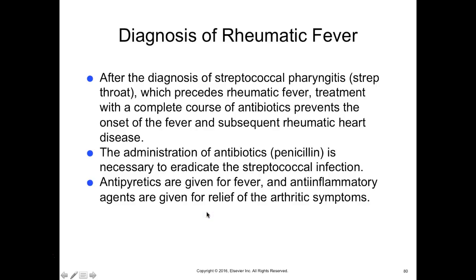After the diagnosis of streptococcal pharyngitis, which precedes rheumatic fever, treatment with a complete course of antibiotics prevents the onset of the fever and subsequent rheumatic disease. The administration of antibiotic penicillin is necessary to eradicate the streptococcal infection. So antipyretics are given for fever, anti-inflammatory agents are given to relieve the pain associated with the arthritic symptoms.